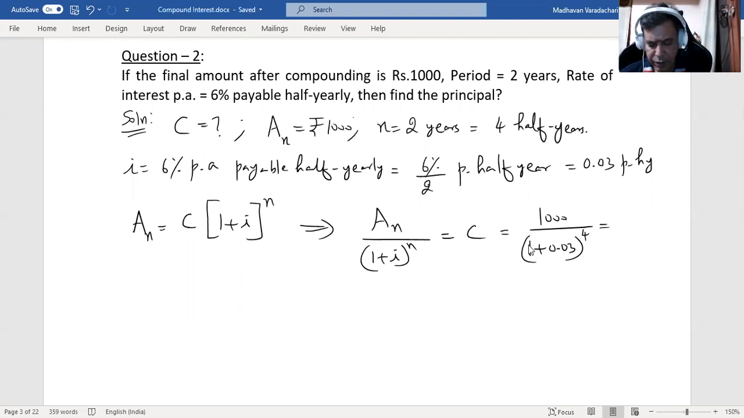1.03 to the power of 4 will be in the denominator. So if I do this, I get the initial principal amount as rupees 888.49. That is the solution for this particular question.